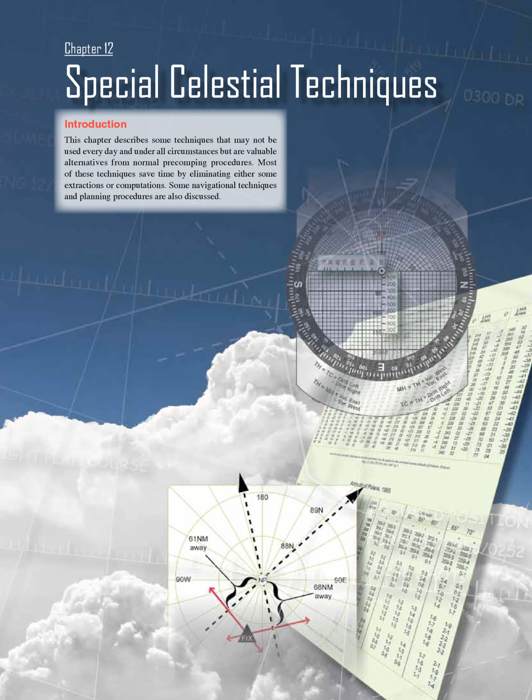Chapter 12: Special Celestial Techniques. Introduction. This chapter describes some techniques that may not be used every day and under all circumstances but are valuable alternatives from normal precomping procedures. Most of these techniques save time by eliminating either some extractions or computations. Some navigational techniques and planning procedures are also discussed.